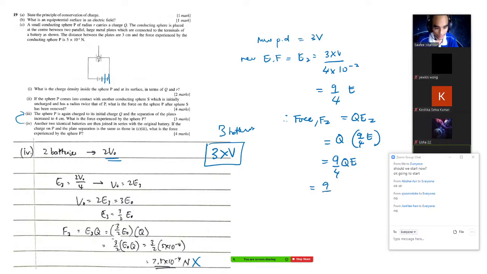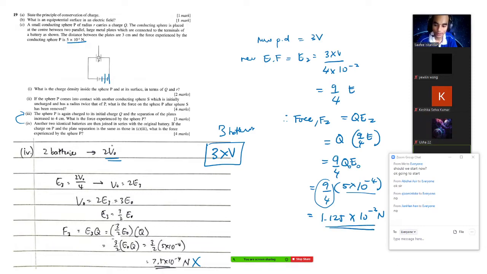Q is actually 5 times 10 power of negative 4. Because it's the original Q naught and E naught, it will be 5 times 10 power negative 4 Newton. So we have the ratio between the new and the old. This is the original times the new ratio, that is 9 over 4. Then we have 1.125 times 10 power negative 3 Newton. So this will be the answer.